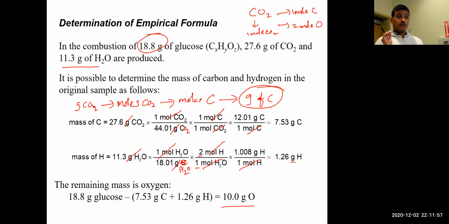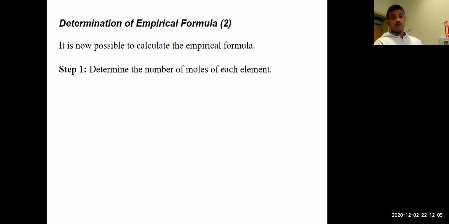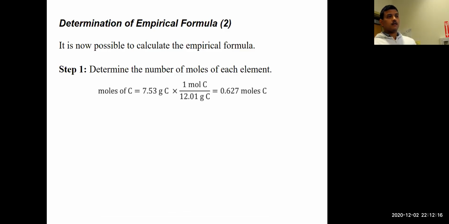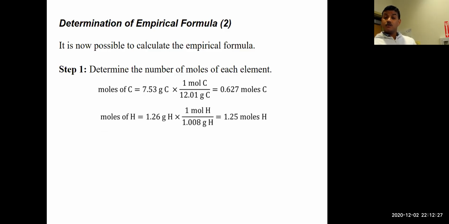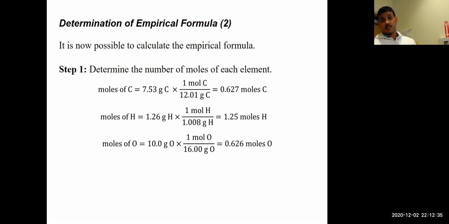So far you have the masses of carbon, hydrogen, and oxygen. So what you're going to do with this is convert them back to moles and compare which moles are in similar ratio, which moles are in excess, using a technique. Now, let's do the math again. Let's convert all of these masses into their individual moles. There are 0.627 moles in 7.53 grams of carbon, and there are 1.25 moles in 1.26 grams of hydrogen, and there are 0.626 moles in 10 grams of oxygen.